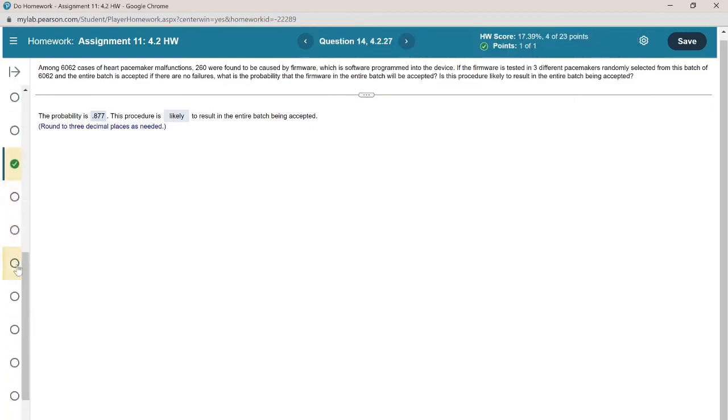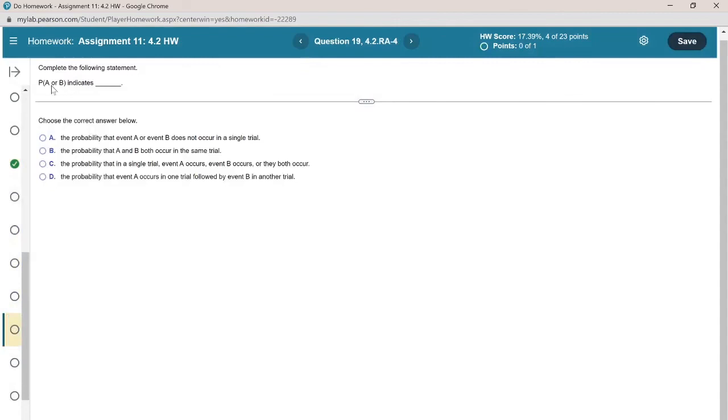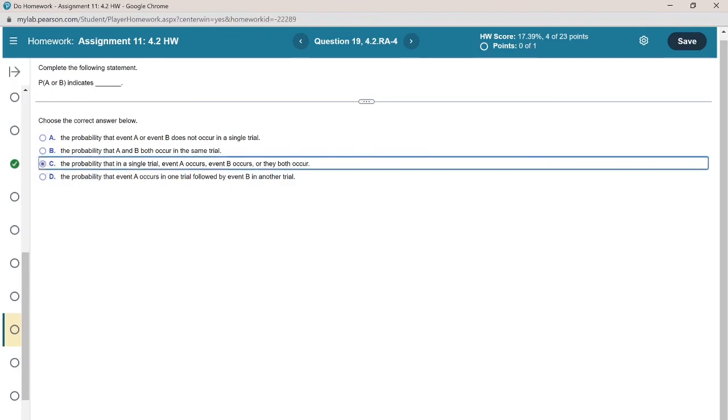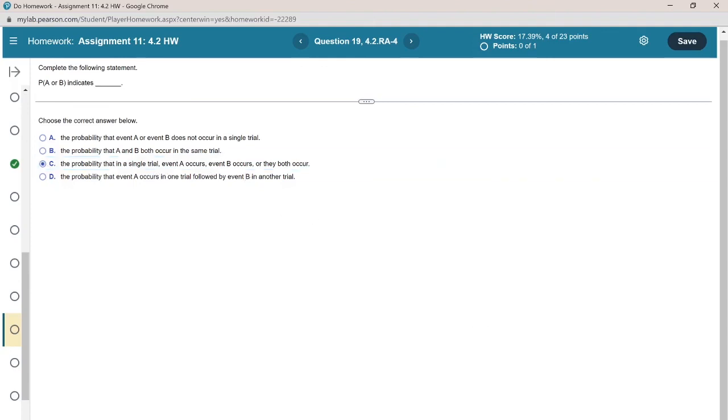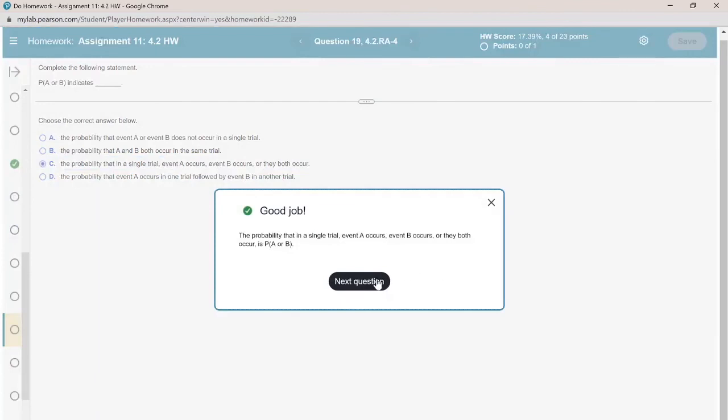let's see the next one. Complete the following statement: the probability of A or B indicates the probability that event A or event B does not occur in a single trial; the probability that A and B both occur in a single trial; the probability that in a single trial event A occurs, event B occurs, or they both occur; the probability that event A occurs in one trial followed by... Okay, this one is the answer: the probability that in a single trial event A occurs, event B occurs, or they both occur. That's the meaning of the probability of A or B.